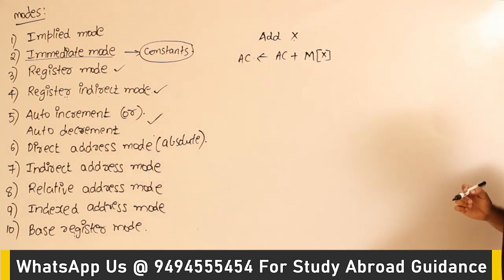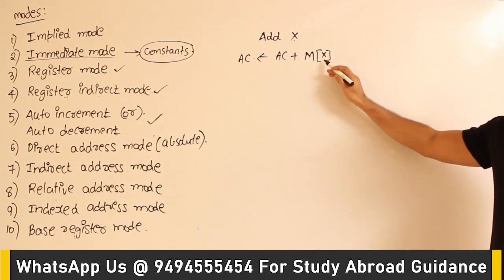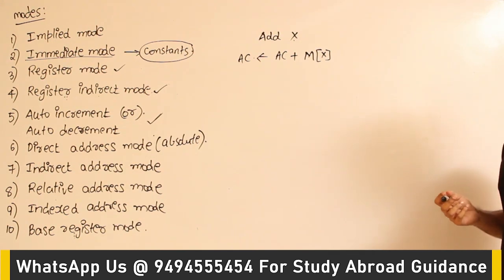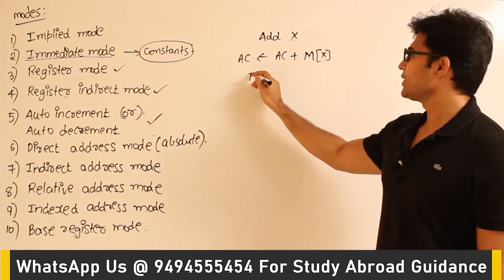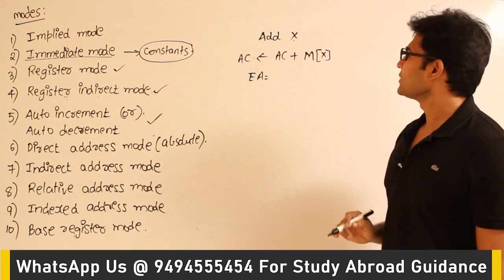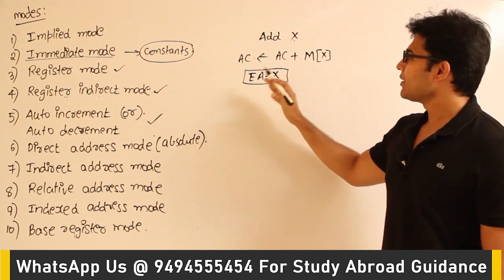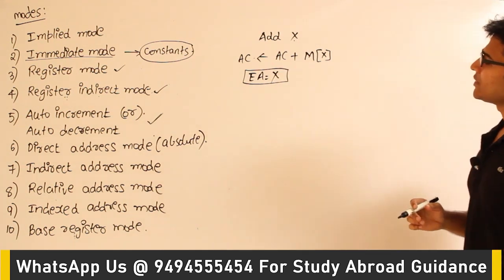Got it? So what is the advantage of it? We can directly specify wherever the operand is present. In this case, you can think of it like this: the effective address is equal to x itself. Therefore, no more computations are required. Directly take the address, go to the memory and execute it.